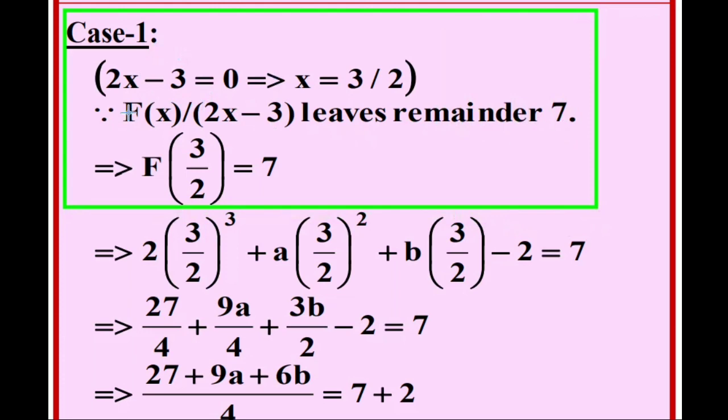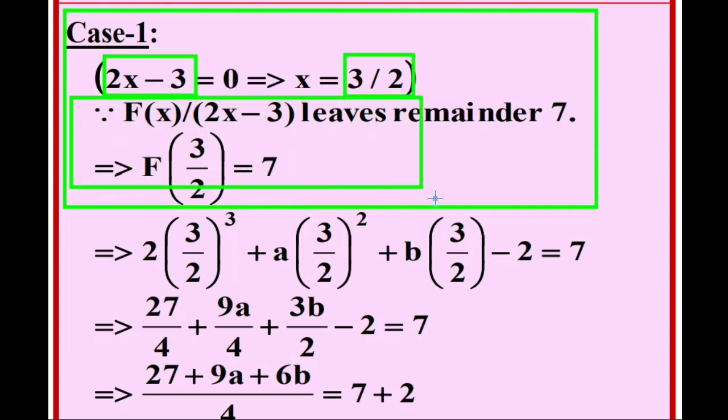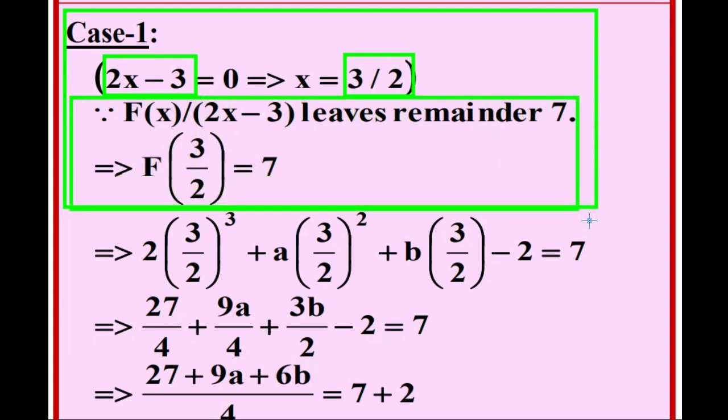Now again we recall that main equation. In that equation, the divisor 2x minus 3 has to be replaced with 0, and for that we have to take the value of x as 3 by 2. It means in the equation x has to be replaced with 3 by 2, and here the remainder theorem says that if f(x) is divided by x minus 3, then the remainder obtained is f of 3 by 2, and the question says that the remainder obtained is 7.